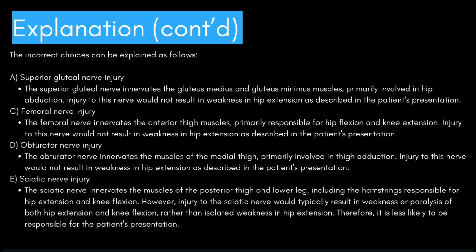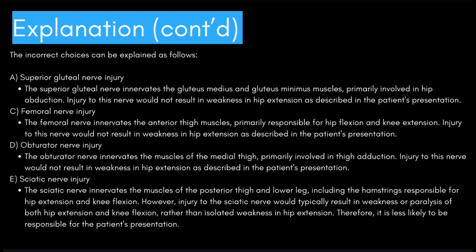Sciatic nerve injury. The sciatic nerve innervates the muscles of the posterior thigh and lower leg, including the hamstrings responsible for hip extension and knee flexion. However, injury to the sciatic nerve would typically result in weakness or paralysis of both hip extension and knee flexion, rather than isolated weakness in hip extension, therefore it is less likely to be responsible for the patient's presentation.